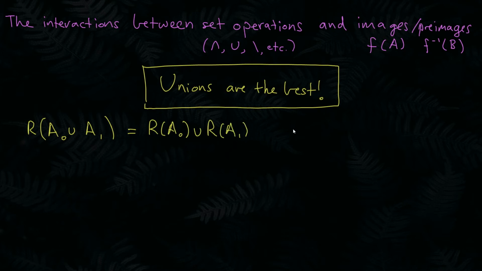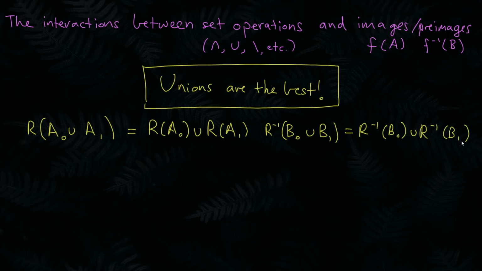And a similar statement holds for preimages. Take any two subsets, B0 and B1, of the codomain, then take the preimage of their union, and the result will be the preimage of the first one, union the preimage of the second one. And these formulae work for any relation whatsoever.